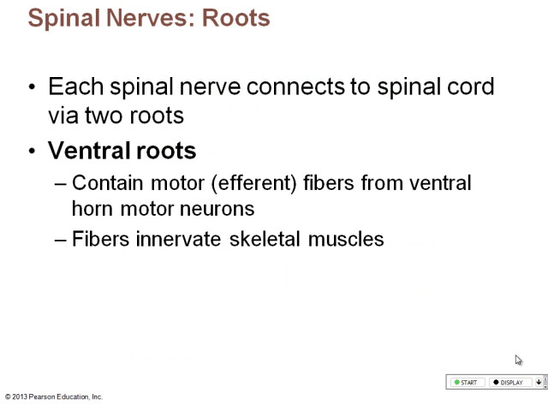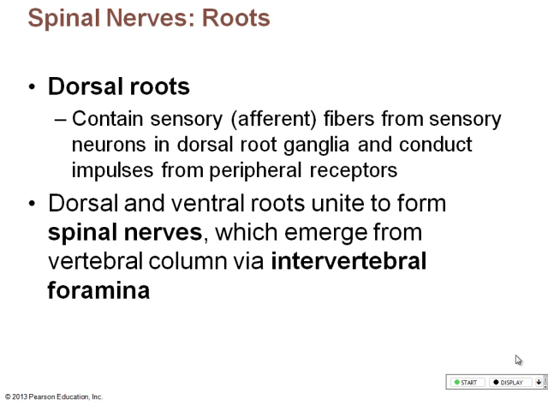So each of those nerves is going to connect to the spinal cord in 2 ways. So we're going to see 2 branches. We're going to see the ventral root. Ventral is going to be what? Ventral motor. Think ventral motor. Or, what's another name for motor? Efferent, efferent. And that's going to innervate skeletal muscles.